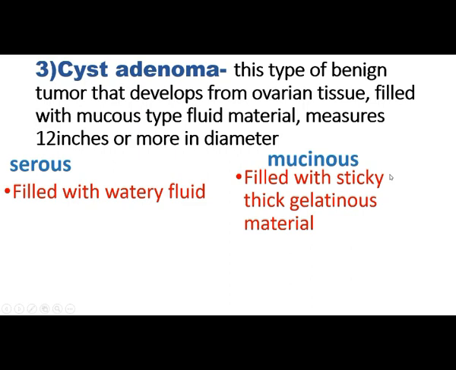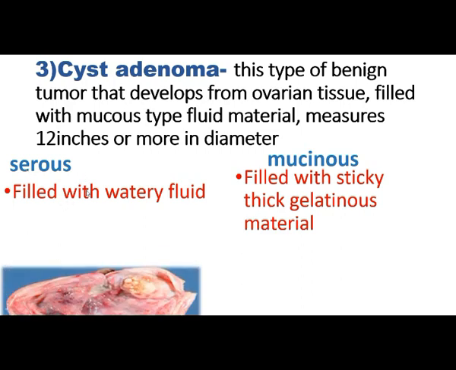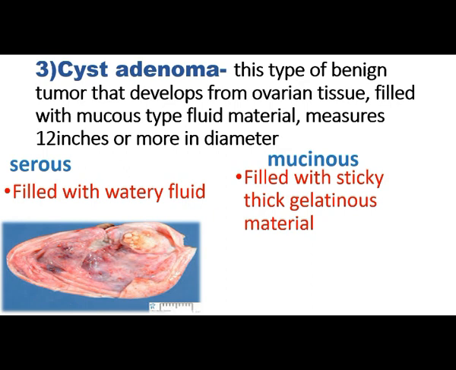Next is the cyst adenoma. This is a type of benign tumor that develops from ovarian tissue and is filled with a mucus type or fluid-filled material. It measures 12 inches or more in diameter. This cyst adenoma is developed from the ovarian tissue. Usually it fills with the mucus type or fluid-filled type. One filled with watery fluid is known as the serous type. You can see the picture. This is filled with the watery type.